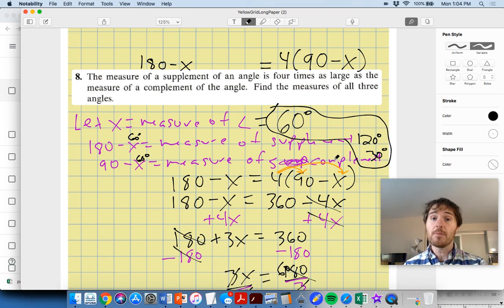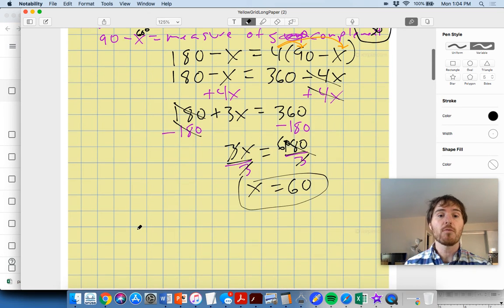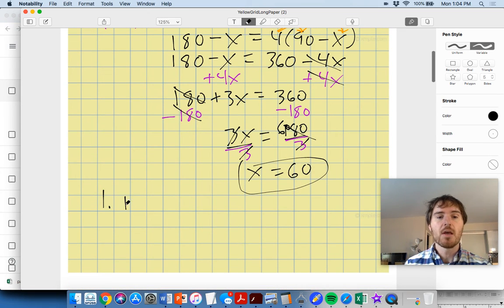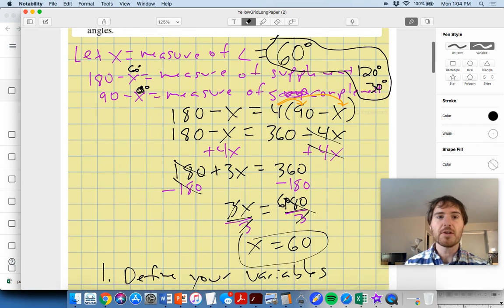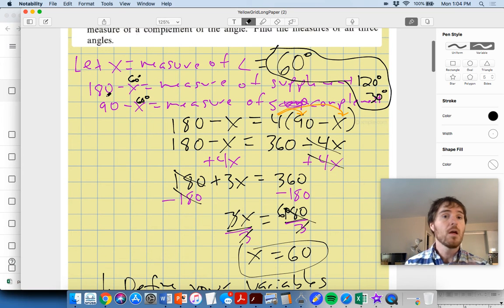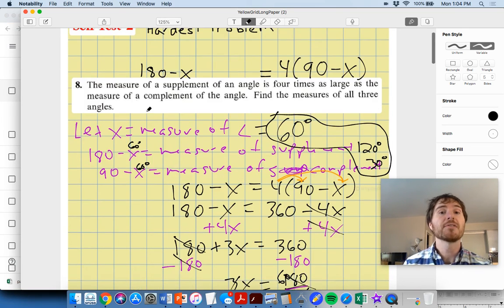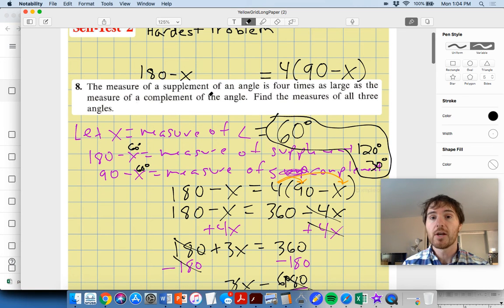Okay, so hopefully this helped out a little bit, but remember your notes. When you get problems like these, first step, define your variables, right? As I was telling you in the lesson, you've got to define your variables. And it's very simple. x equals the measure of the angle. 180 minus x is its supplement. 90 minus x is its complement. Boom. You have something that goes with the words that go in here.